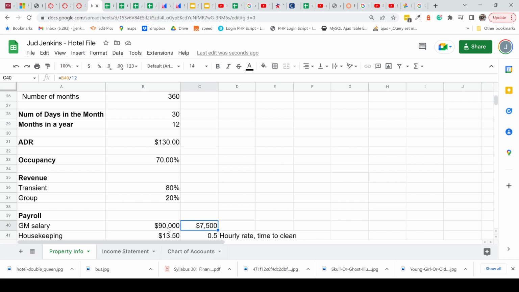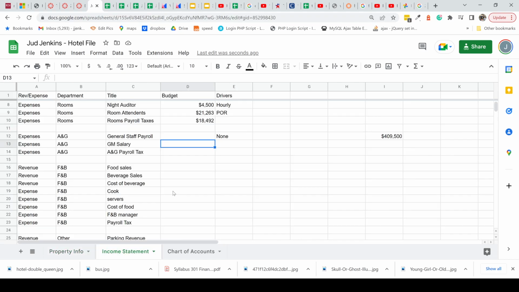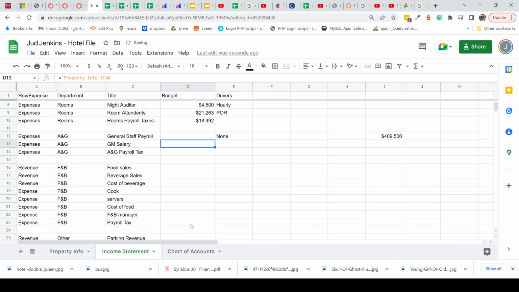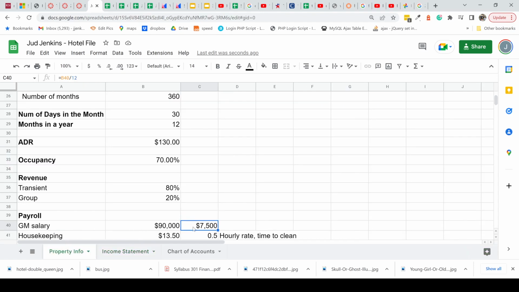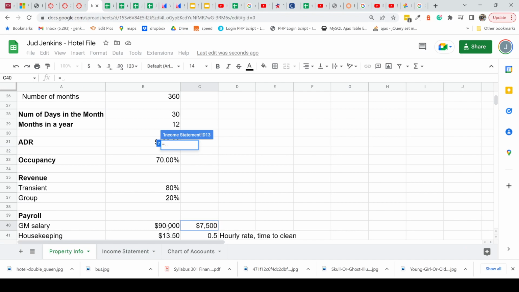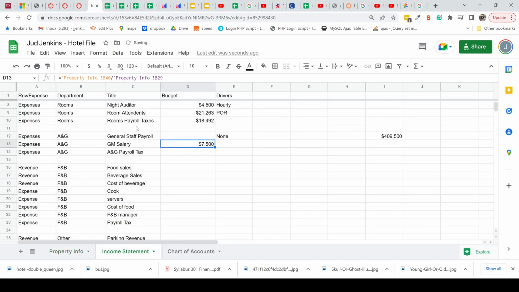You can either do the 7,500, but some way you've got to make this 90,000 into a monthly amount. So I'm going to say this is equal to this, which is fine. That's an easy way to do it. I just took GM salary and pointed it over here to my new GM salary of a month. Now, I could also do this where I go equals GM salary divided by the months of the year right there. And that gives me the same 7,500.